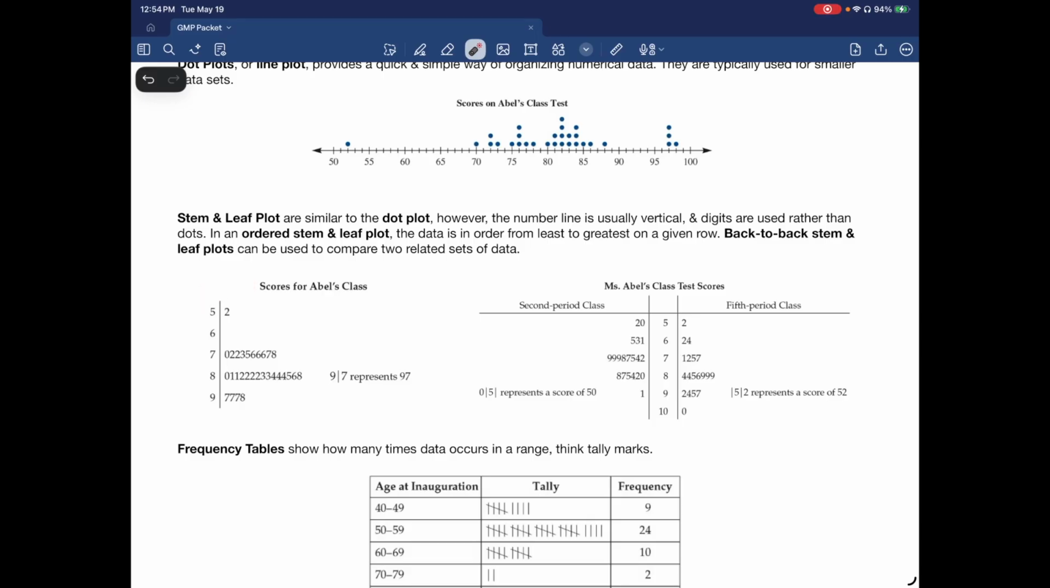And so this would be 52. There is no 60s, but then you have like 70, 72, 72, 73, 75, 76, 76, 76, 77, 78. And so that's a list of all your data points. That's very similar to this up here. It's just a different way of writing it.